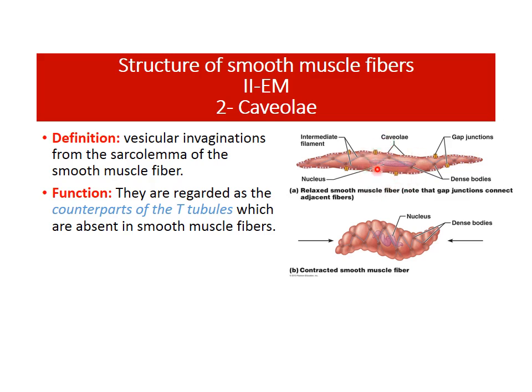Again, two structures of smooth muscle fiber appear by electron microscope. Caveolae are vesicular invaginations from the sarcolemma of the smooth muscle fiber. What is the function? They are regarded as the counterpart of the T tubules, which are absent in smooth muscle fiber.